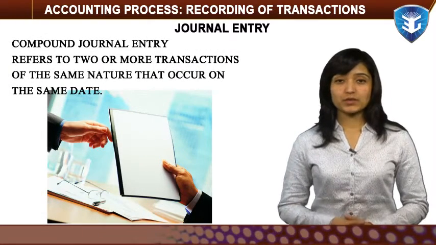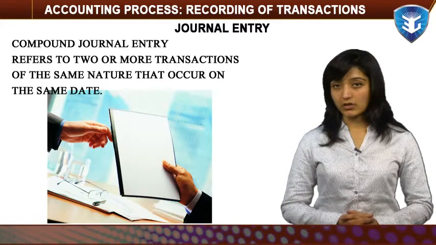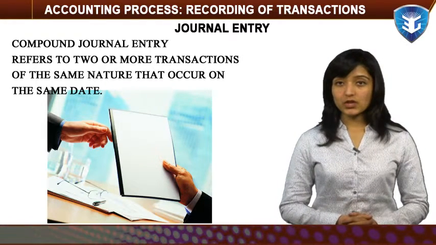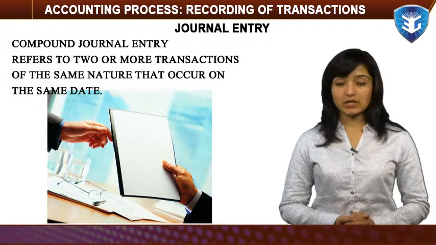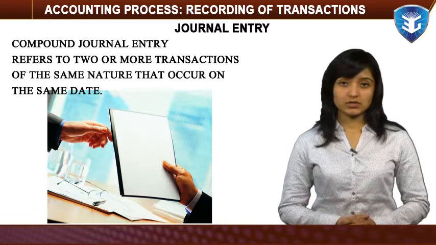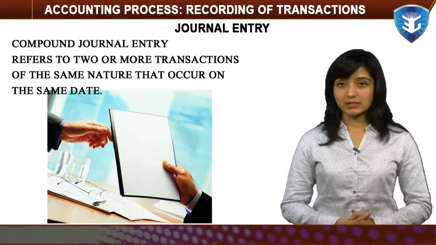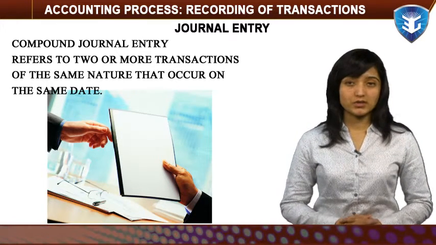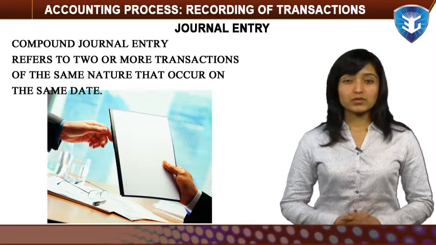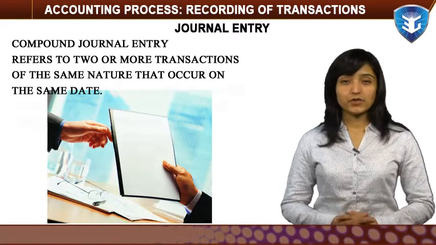Compound journal entry refers to two or more transactions of the same nature that occur on the same date. Such transactions are recorded in one journal entry instead of having a separate entry for each transaction. For example, recording two or more accounts to be debited and one account to be credited. For example, on 28 March 2010, Rs 5,000 is paid for rent and Rs 3,500 is paid for freight.